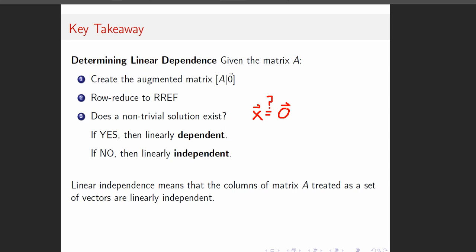And as I said before, when we were first looking at this slide, we can think of the columns of matrix A treated as a set of vectors, or we can think of a set of vectors and create matrix A by taking each vector in the set and making it a column of A. Either way, we can check, and that's what we mean when we talk about a matrix and linear independence or linear dependence. We're talking about that matrix with its columns considered as a set of vectors.